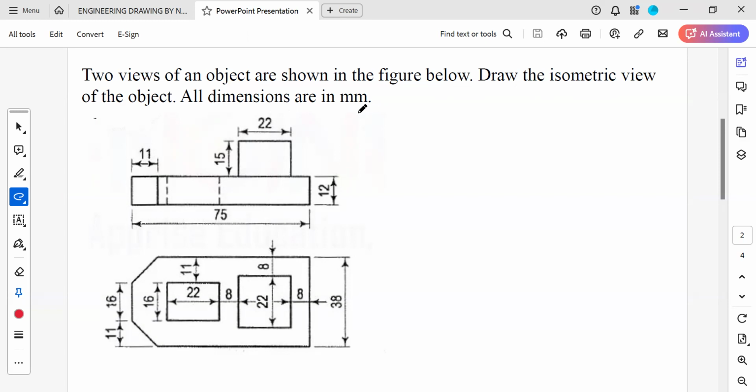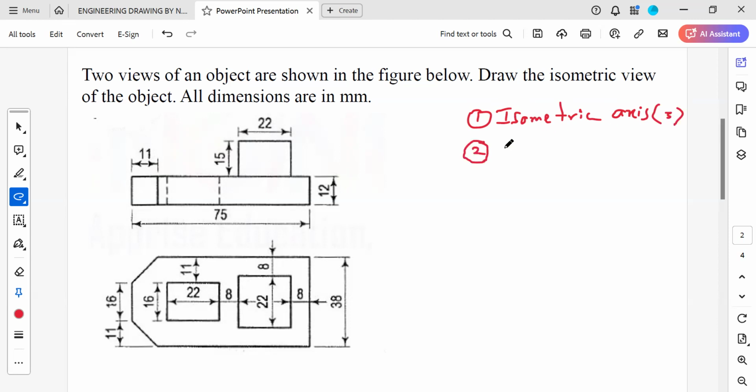So, all the dimensions are given. So, first we need to analyze the dimensions of the object. What is the first step? First we need to draw the isometric axis. Three axes will be there, no? That axis we need to represent.